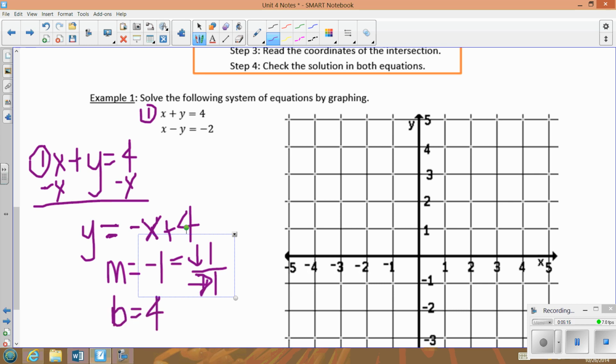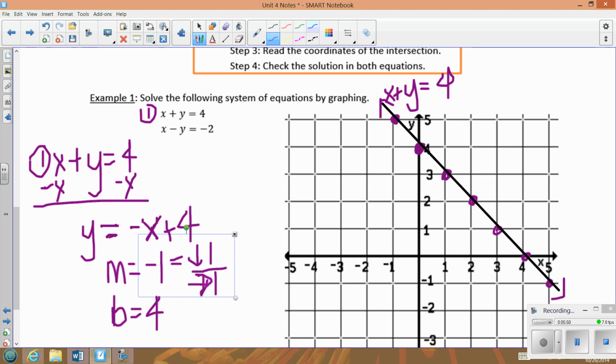So that means I'm going to start up at 4, and I'm going to travel down 1, right 1, down 1, right 1. You're going to keep doing that until you've covered the entire graph. Then you're going to backtrack and go left 1, up 1. Once you have your points plotted, go ahead and connect your line. And then we'll get our arrows on there and go ahead and label it. So x plus y equals 4.